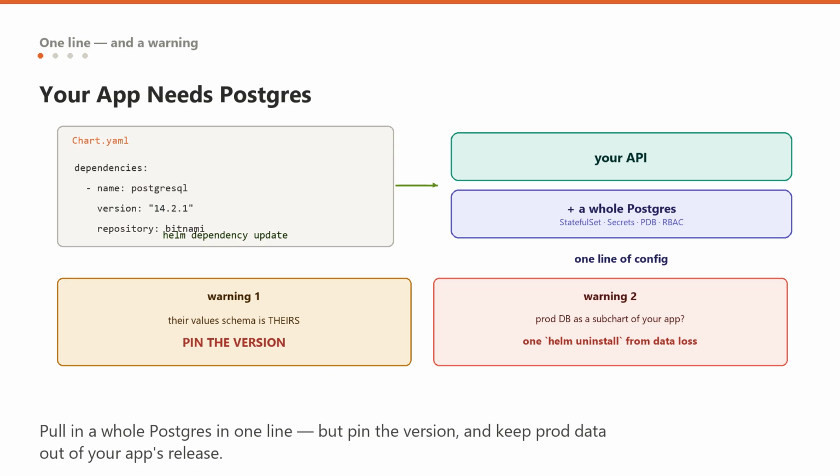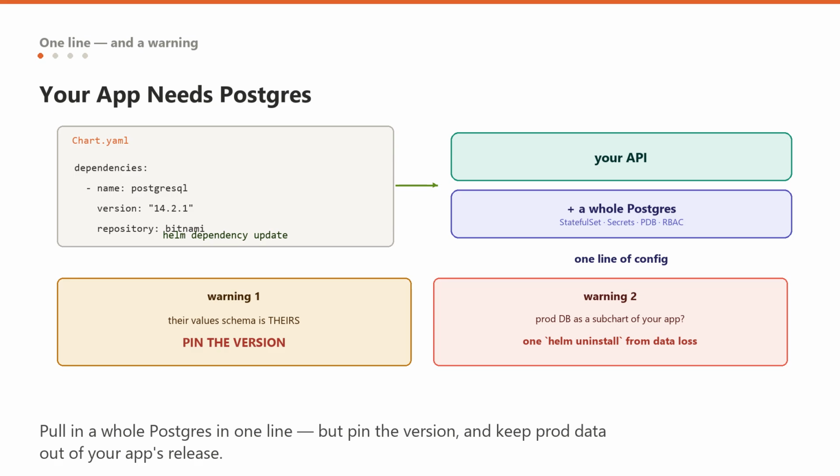Now the warnings, because there are 2 and they both cost people real time. First, a dependency is somebody else's code running in your cluster, and its values schema is theirs, not yours. When they release a new major chart version and rename a value, your deploy breaks in a way that has nothing to do with your app. Pin your dependency versions.